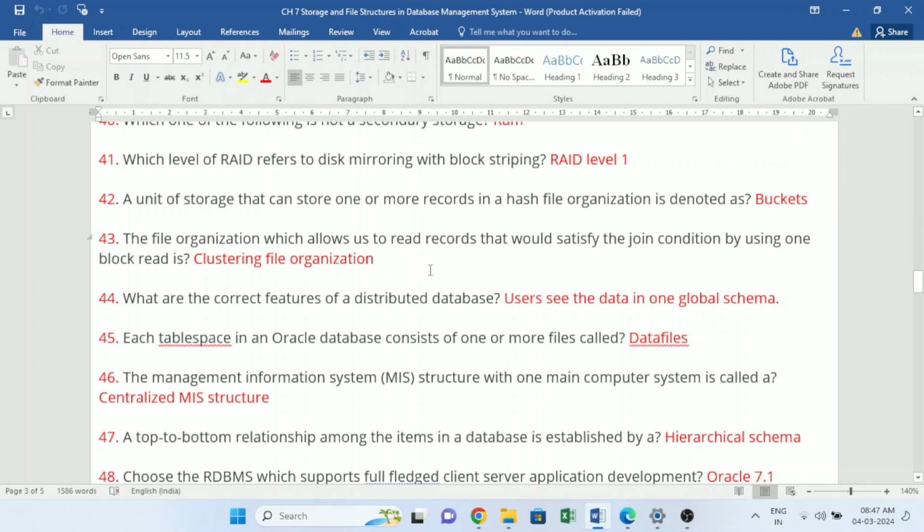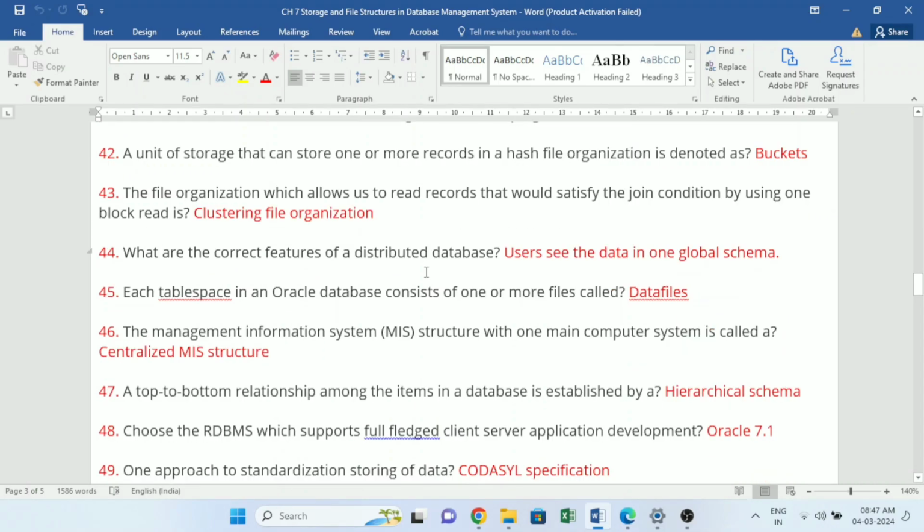43. The file organization which allows us to read records that would satisfy the join condition by using one block read is clustering file organization. 44. What are the correct features of a distributed database? Users see the data in one global schema.